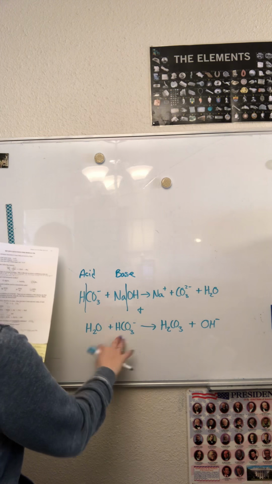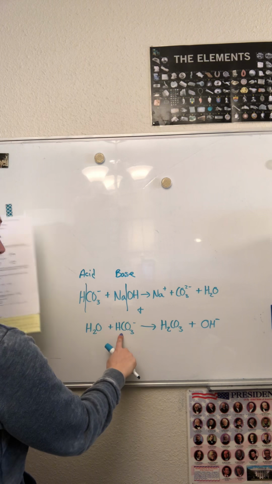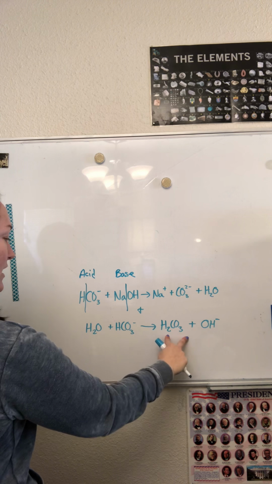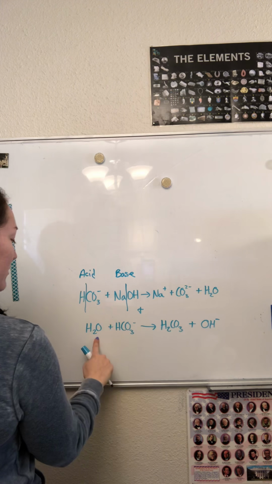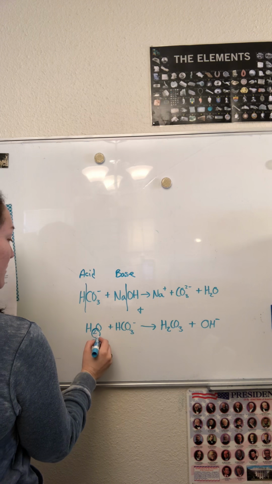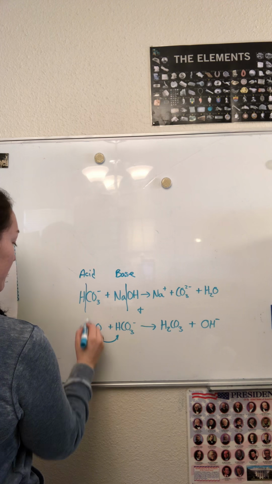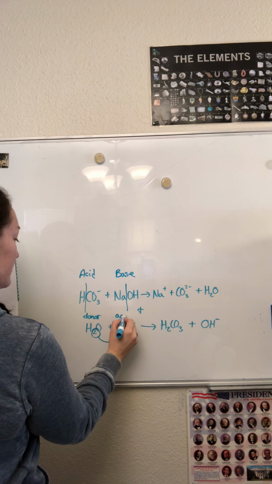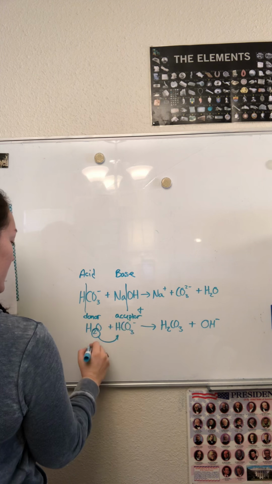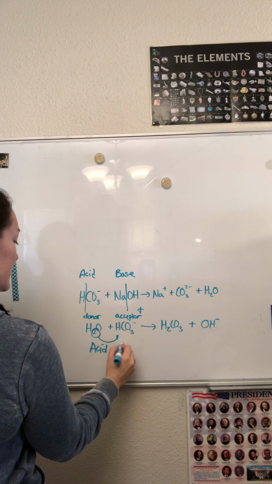So I'm just going to look between the 2. And if you look, I can see that right here to here, I gained an H on this one. And from here to here, I got rid of it. So this is going to be the donor, and this is going to be the acceptor. Which means this is the acid, and this is the base.